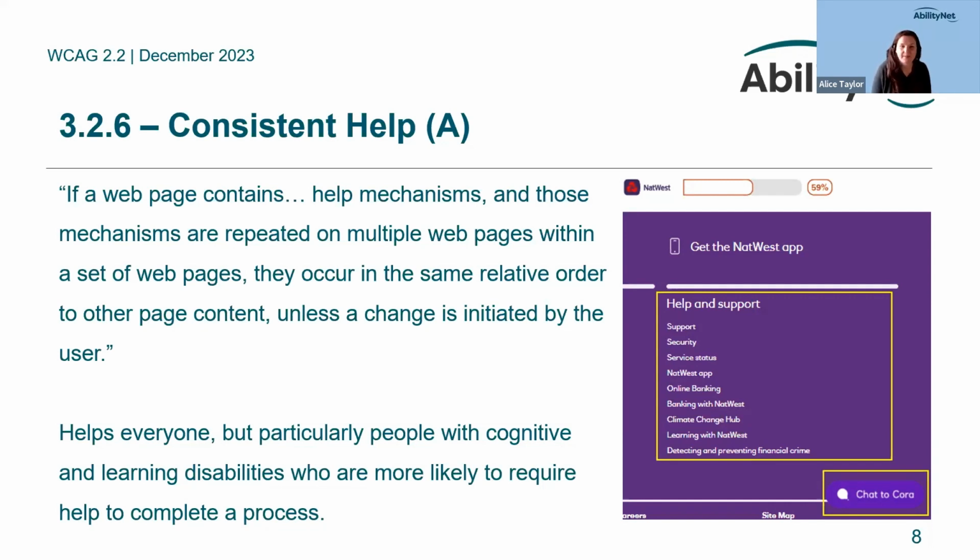There's quite a lot to think about there, but this one's actually one of the more straightforward ones to think about. So essentially what it's saying is you want to put help in the same place when it's on multiple pages. And this is because it can help people who need to find help find it more easily if it's in the same place. And this does apply to both desktop and mobile as well.